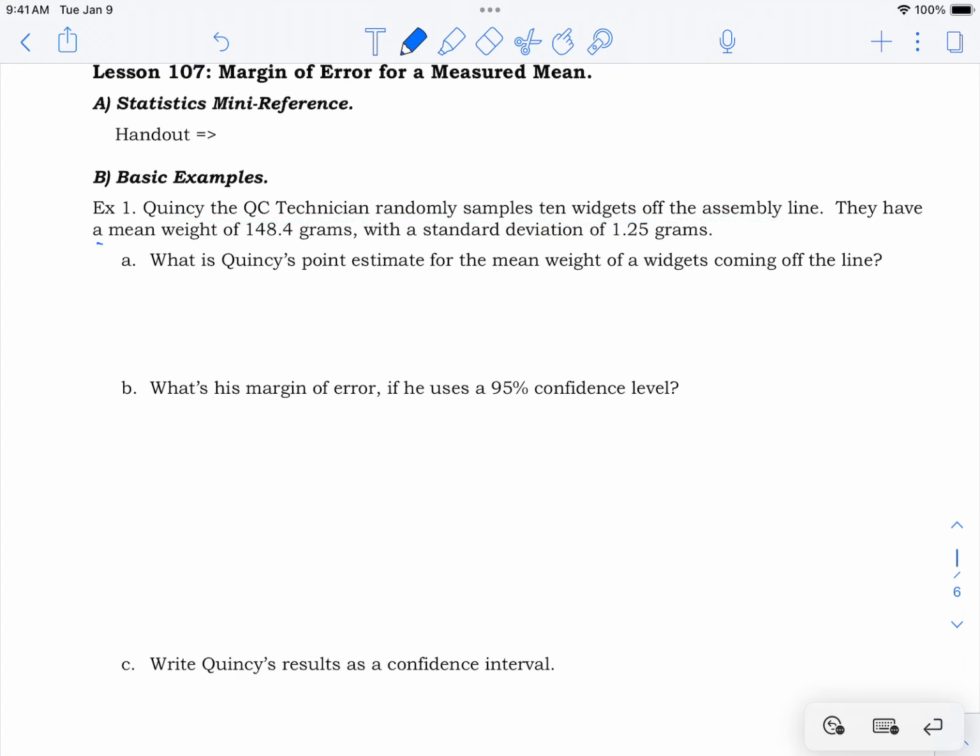Okay, let's get some nomenclature going right away. That's the mean weight of a sample. You use an x-bar, the mean for a sample.